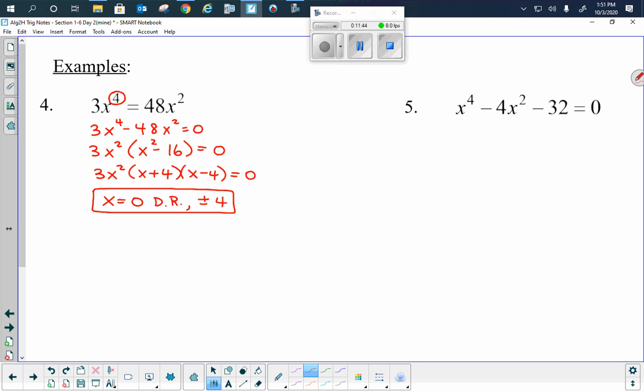Next, we're going to look at this one. Okay, we got a trinomial. Remember, you should see this, I hope, as quadratic type. And what we mean by that, again, is that this middle term has half the power of that first term. Okay, that's your tip-off that it's quadratic type.